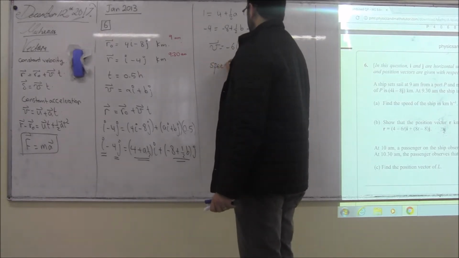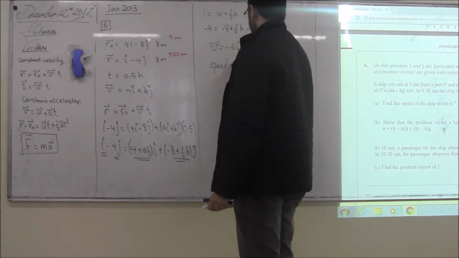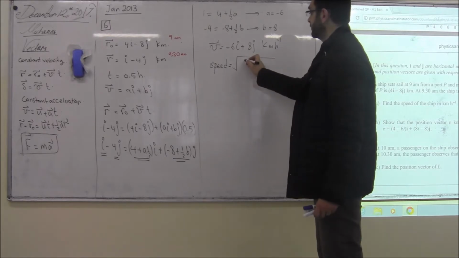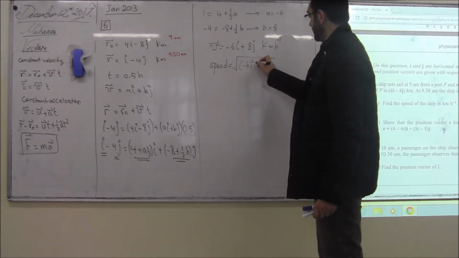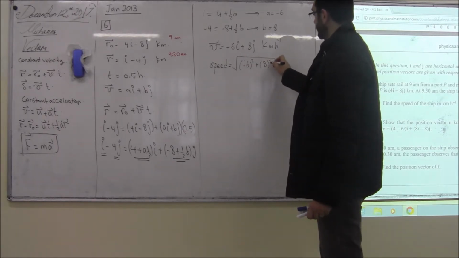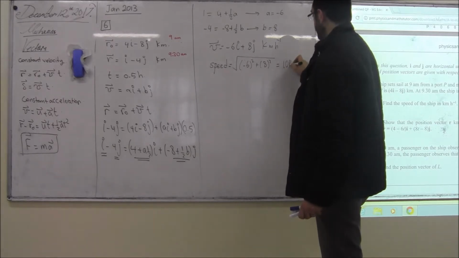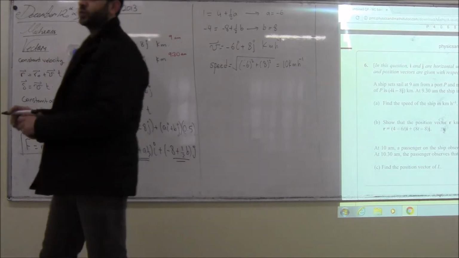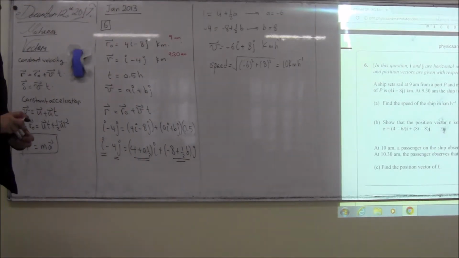Speed, yes, is the magnitude of velocity, right? This is kilometers per hour. The speed is the magnitude: square root of minus 6 squared plus 8 squared, 10 kilometers per hour. This is the first part.